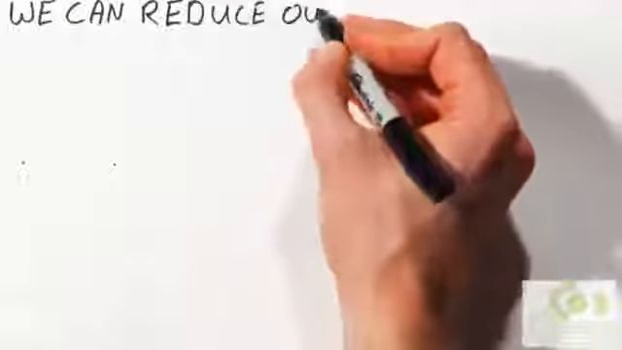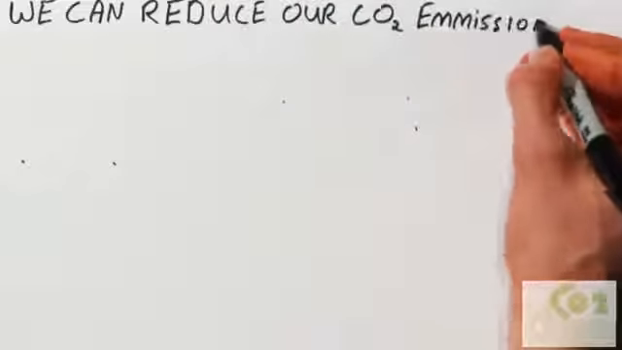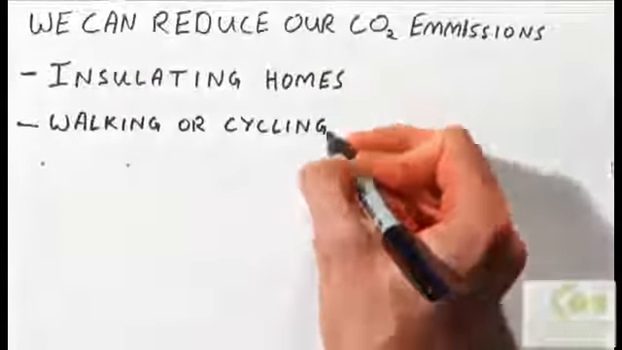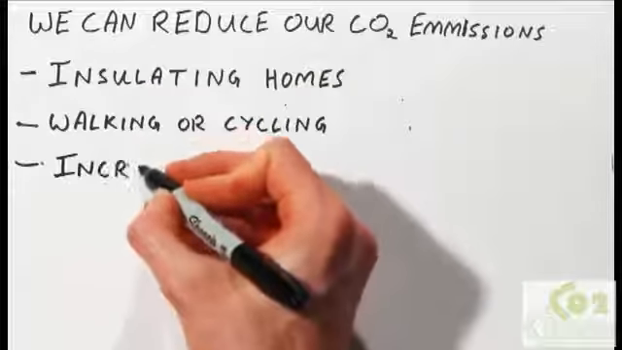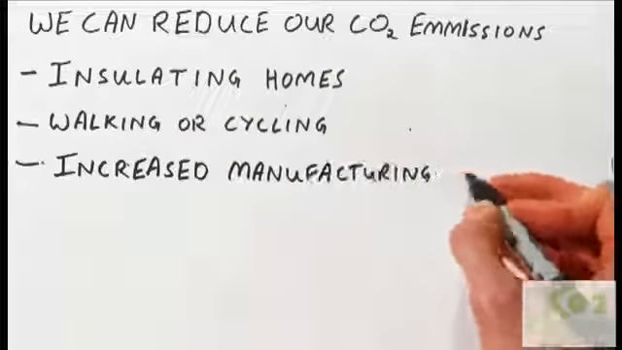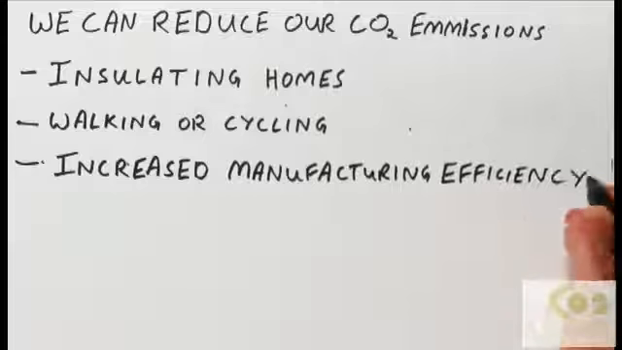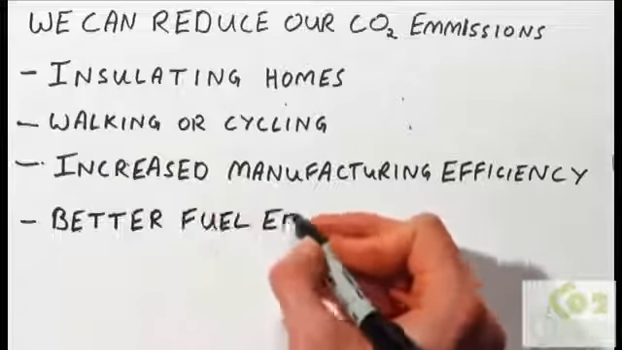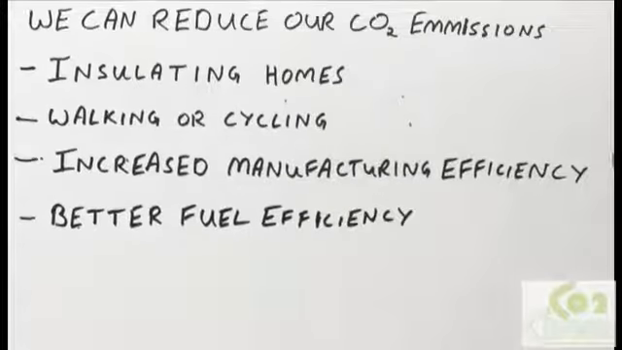Of course, there are things we can all do to help reduce our CO2 emissions, such as insulating our homes or walking rather than driving. However, CO2 emissions will also have to be reduced in other ways. For example, by making industrial manufacturing processes more efficient, improving the fuel efficiency of cars and aeroplanes, and using less fossil fuels to generate electricity.